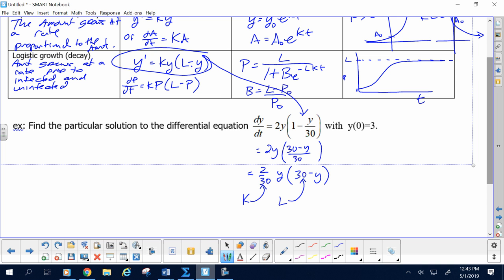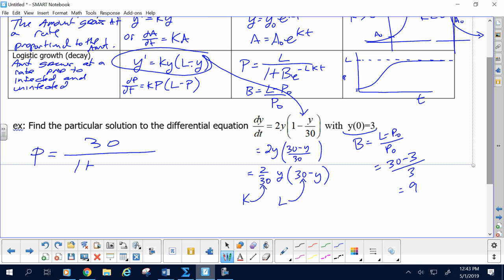If I tell you this, then that allows you to find the B. B equals L minus P initial over P initial. What's L? 30. What's P initial? 3. So that is 27 over 3, or 9. Now I'm ready to write my equation. The population is L on top, 30, over 1 plus B, which is 9, e to the negative L k, negative 30 times 1/15th, and t is obviously the variable.